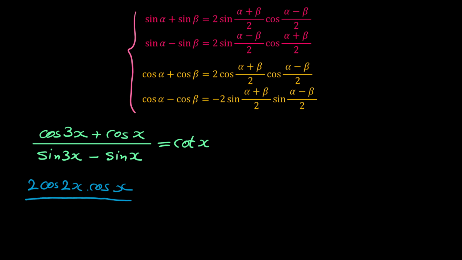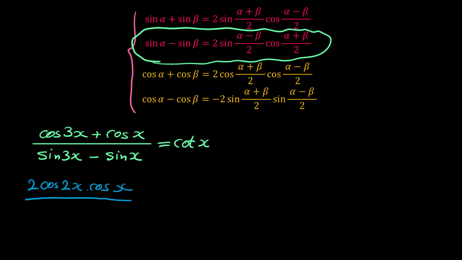Now we write the denominator in the product form. Sine of 3x minus sine of x. For the denominator, we use this formula. Sine of alpha minus sine of beta is 2 sine of alpha minus beta over 2 cosine of alpha plus beta over 2. By using this formula, we have 2 sine of alpha minus beta. 3x minus x is 2x. 2x divided by 2 is x. So we have 2 sine of x cosine of the sum of the angles over 2. 3x plus x is 4x. 4x divided by 2 is 2x.